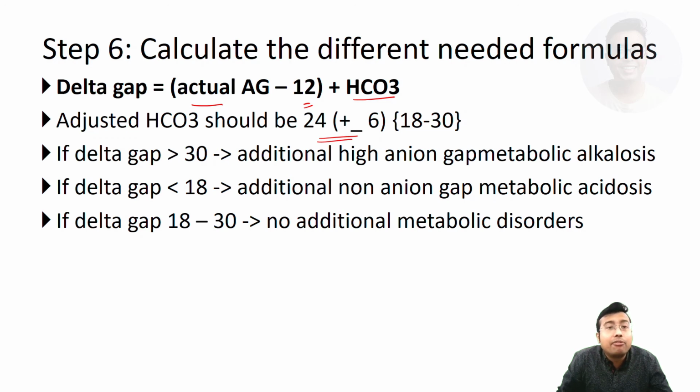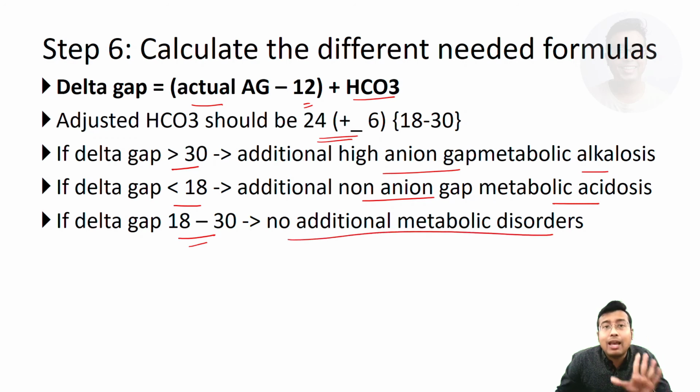Okay. If the delta gap is more than 30, it means in addition to primary metabolic acidosis, there is additional non-anion gap metabolic alkalosis. Very important, alkalosis. Okay, if the delta gap is less than 18, there is additional non-anion gap metabolic acidosis, and if the delta gap is between 18 to 30, there is no additional metabolic disorder.